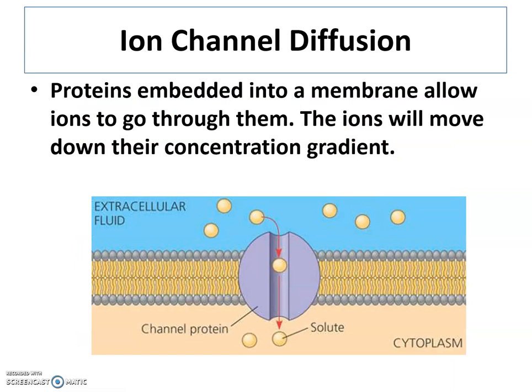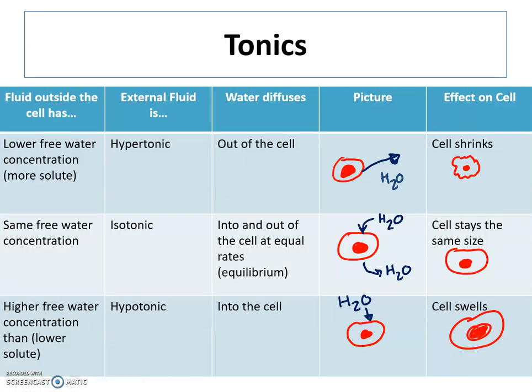Here's that channel diffusion that we talked about. It just means that there's a specific protein within the cell membrane. It's got a certain shape to it. And if it allows it to go through, it does so. It's still high to low, so that's why it gets its name diffusion. And the channel, similar to a river, might have a channel to it. It allows it to go through with no problem.